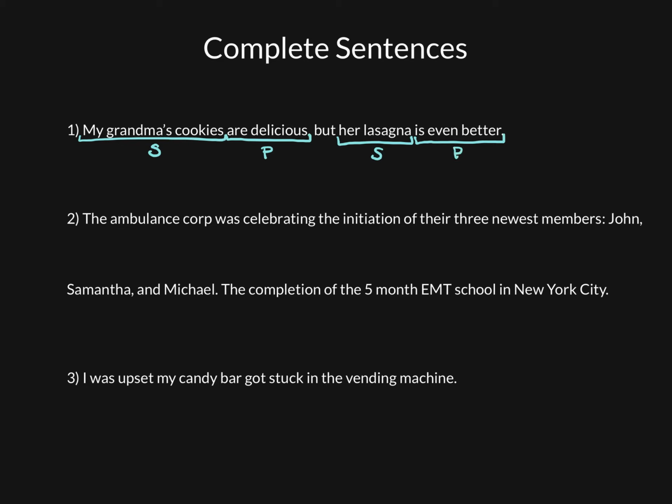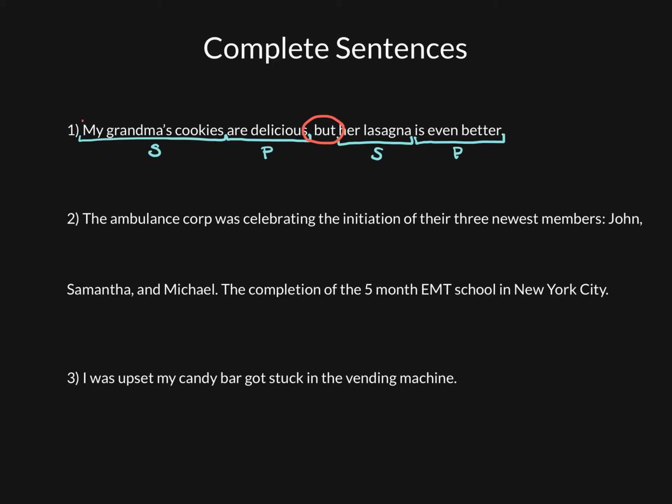So here we have two subjects and two predicates. So initially we would think that this actually isn't allowed, therefore this is a run-on sentence. However, we do have this word but in the middle of the sentence. So but is a conjunction and it's linking two complete sentences.